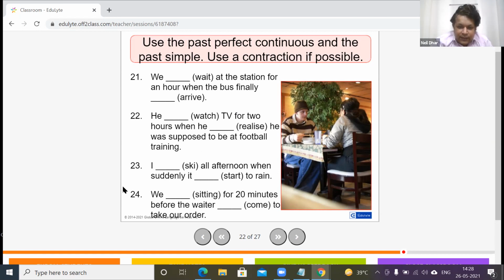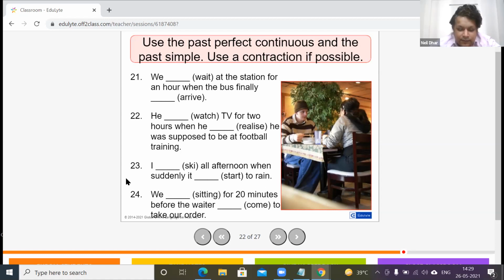Next one, let's give it a try. Number 23. So in this case, realize would always be in the present tense. So it has to be realized. And if you want to make it continuous, we'll use something like had been realizing. But realize would never be correct because that is present. Okay, number 23. I had been skiing all afternoon when suddenly it started to rain.